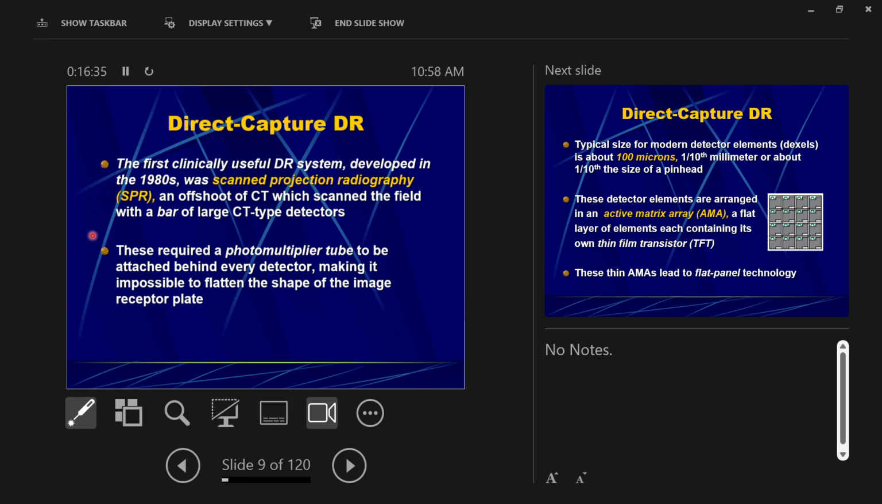And it needed special equipment, such as something called a photomultiplier tube attached to every detector. And because it needed an extra piece of equipment to make the thing work, the detectors were very big, which explains why they were these fixed units that had to be fixed in place and couldn't be moved around. They were just large.